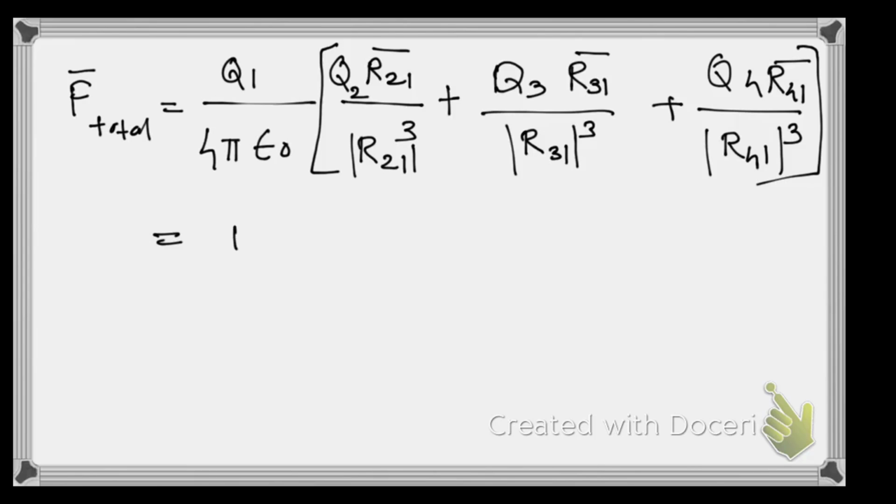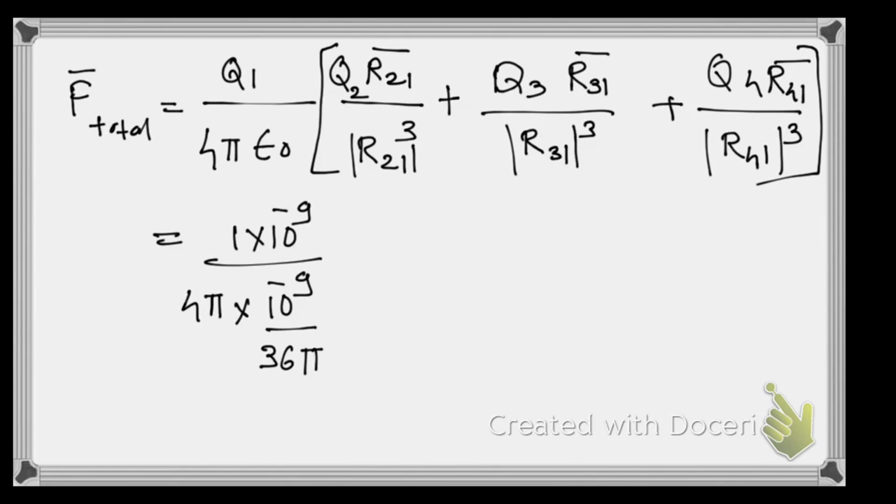Q1 is I think 1 microcoulomb. So Q1 is 1 into 10 raised to minus 6 divided by 4 pi into 10 raised to minus 9 upon 36 pi. So 10 raised to minus 9 upon 36 pi is the value of epsilon naught. And then all other terms, Q2 is what? Q2 is equal to minus 4 microcoulomb.